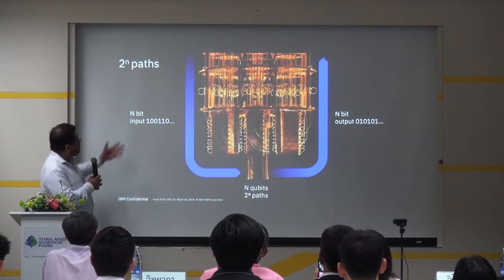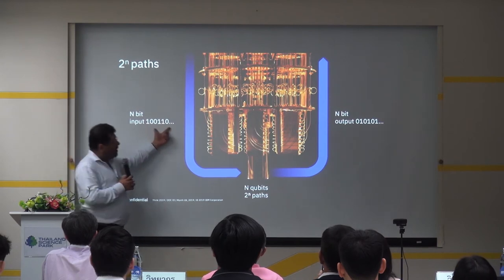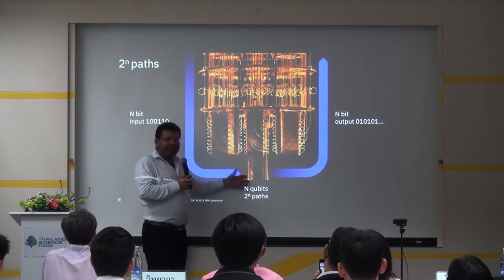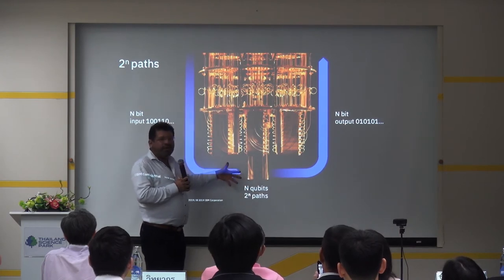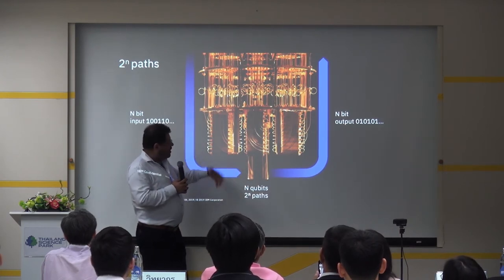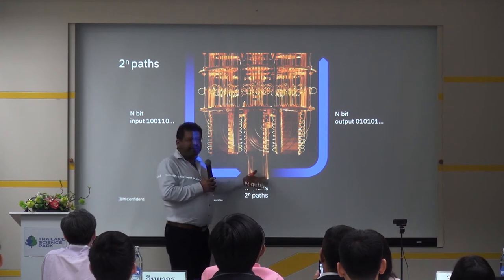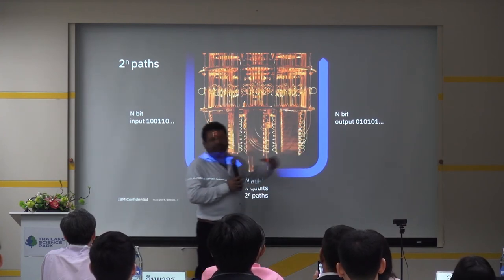So generally here, the information comes in classically, right? But once you go in through here, because the qubit has multiple states, we have 2^n different paths that it can go to, right? So you have superposition at this point. Then we take a measurement, it collapses back down to classical, and then that comes out as classical bits as your response.